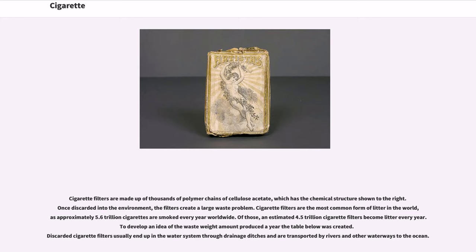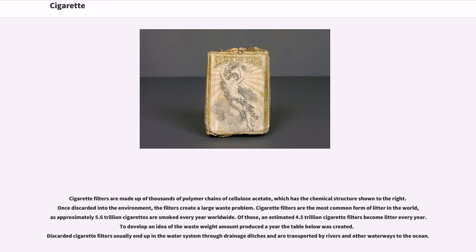Cigarette filters are the most common form of litter in the world, as approximately 5.6 trillion cigarettes are smoked every year worldwide. Of those, an estimated 4.5 trillion cigarette filters become litter every year. To develop an idea of the waste weight amount produced a year, the table below was created.